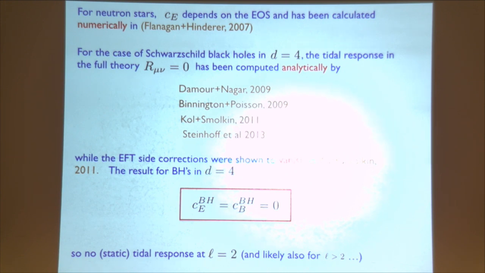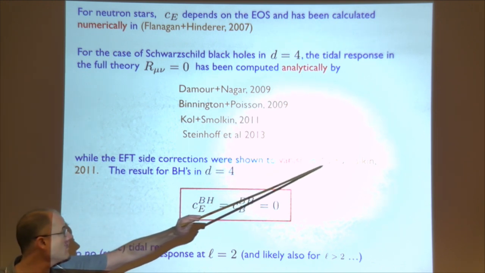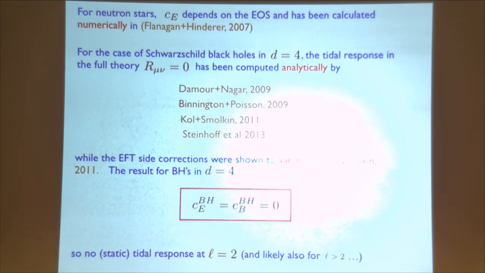Only in four dimensions? Yes, only in four dimensions. In higher dimensions, it's not quite clear. In higher dimensions, these people claim that it's non-zero. I'm not sure how much I believe their calculation, because, as I said, there's a lot more operators. So they said, oh, the Love number is zero, but I'm not quite sure what they mean by that, because it's not just E squared and B squared. But anyway, it seems to be non-zero away from D equals 4. And as far as I know, there isn't a simple reason why these things vanish. You can say, oh, it's the no-hair theorem, things like that. But I don't know why they vanish.